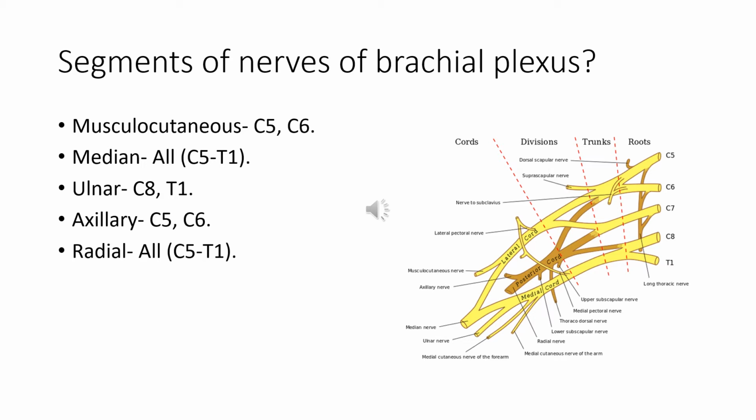Now, musculocutaneous nerve, which is on the upper side, just like the axillary nerve, which is on the upper side, these two have segmental supply of C5, C6. The ulnar nerve, which is on the lower side, has supply from C8, T1. So, musculocutaneous nerve C5, C6, median nerve all the segments, that is C5 to T1, ulnar nerve C8, T1, axillary nerve C5, C6, and radial nerve all the segments, that is C5 to T1.